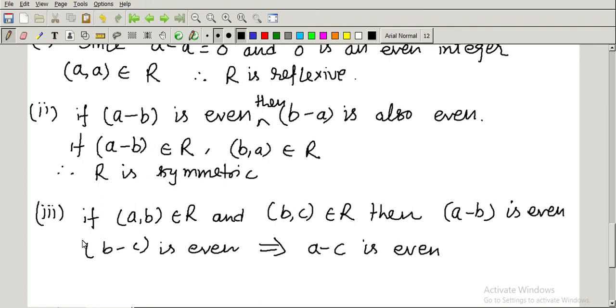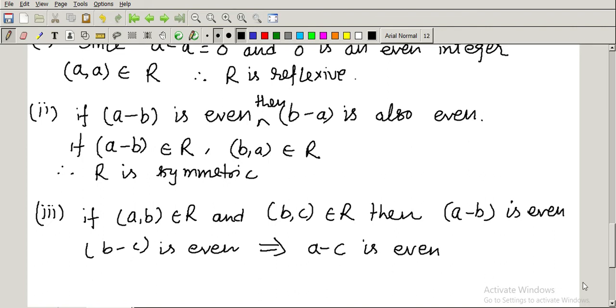You can use some numbers, like if I say A is 4, B is 2, C is 6, right? So 4 minus 2, it will be 2, 2 minus 6, it will be minus 4. So A minus B is even, B minus C is even, so A minus C, 4 minus 6 is minus 2, which is even. So if three numbers A, B, C are even numbers, then the difference between these three numbers will be even. So that's why we are generalizing this statement that A minus C is even, right?